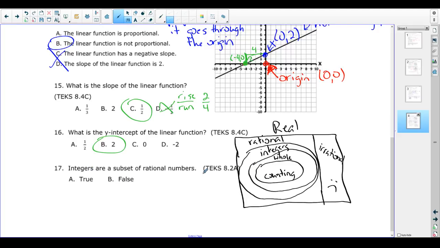Okay, so are integers a subset of rational numbers? Is integers a smaller circle than the rational numbers? And since rational numbers is this entire left-hand side of the box, and integers is definitely inside of that, integers are definitely a subset of rational numbers. If they switched the question around, if it said, are rational numbers a subset of integers, then it would be false. But if it is a smaller circle, then it is a subset of the bigger group. Counting is a subset of whole. Whole is a subset of integers. Integers is a subset of rational. And irrational is all by itself.